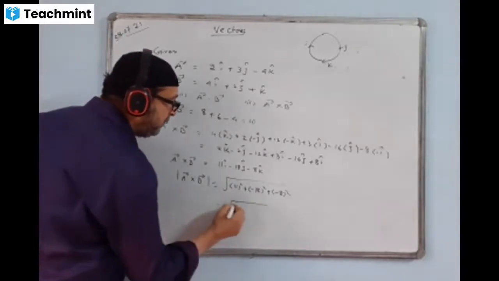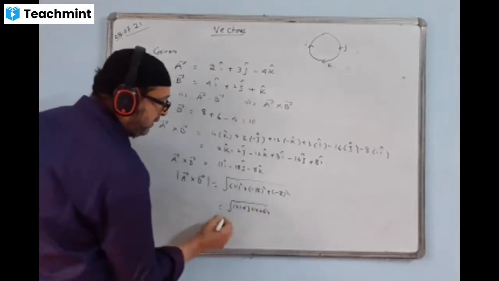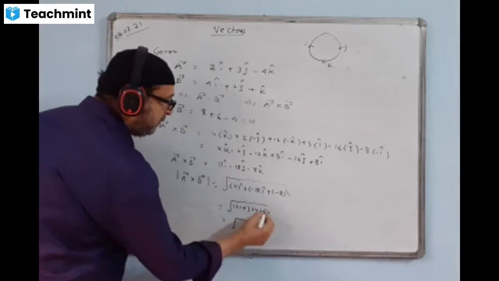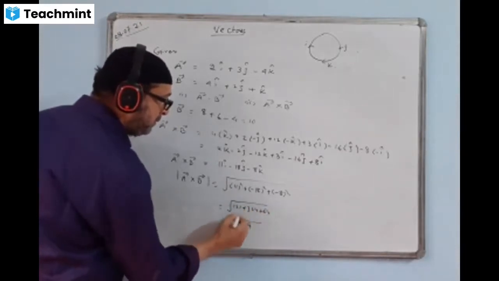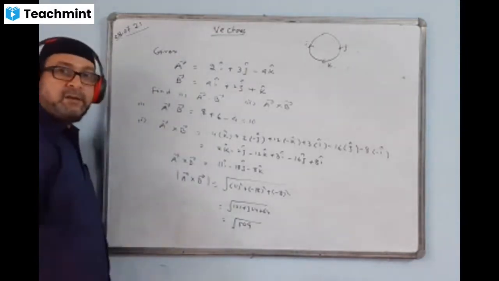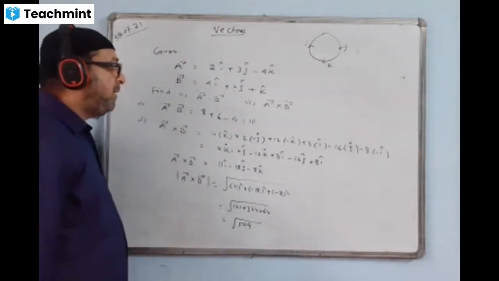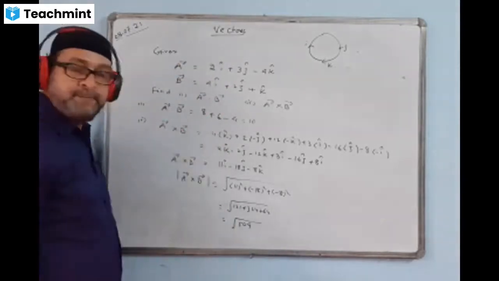Whatever comes here, this will come 121, 324, 64. And now you will do the calculation of this, whatever comes. Root 509, the answer in decimal and all, you can give using a calculator. But this is the way of finding the cross product. Cross product we will find this way.